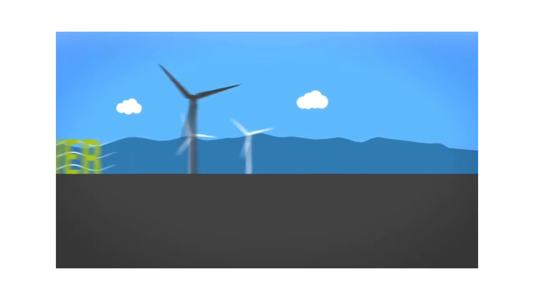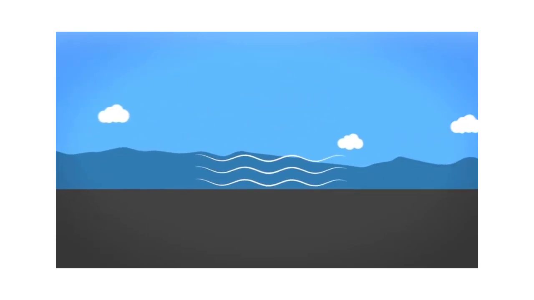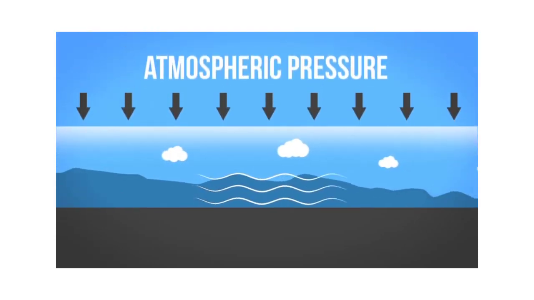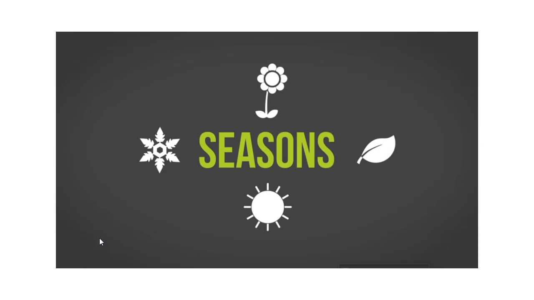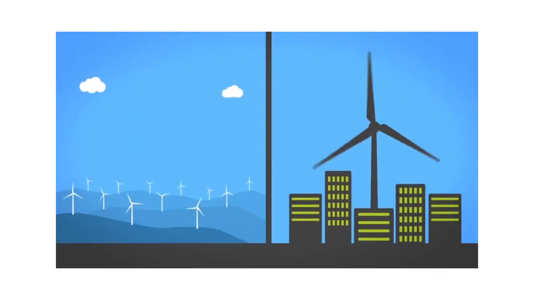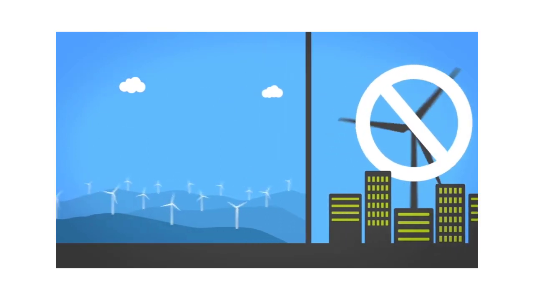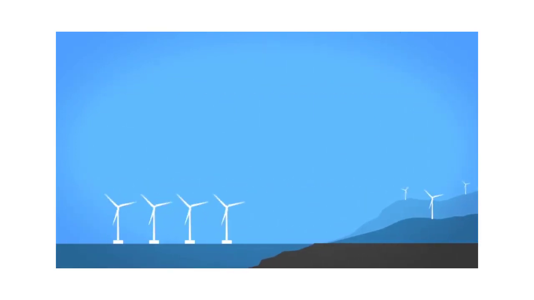Wind, although it might not need explaining, is moving air caused by differences in atmospheric pressure. Wind speeds vary based on geography, topography, and season. Because of this, like other renewables, there are some locations better suited for wind energy generation than others. In fact, there are optimal wind locations both onshore and offshore.